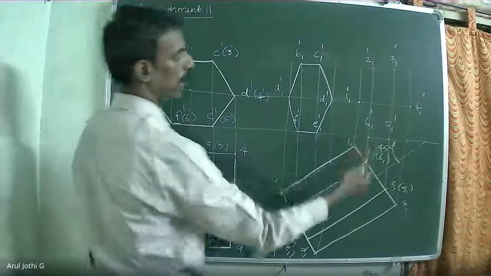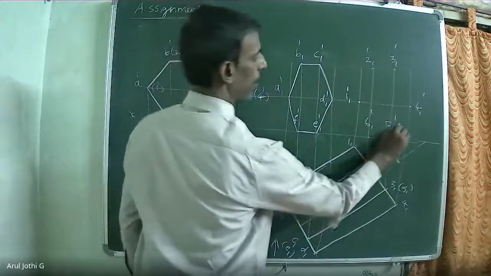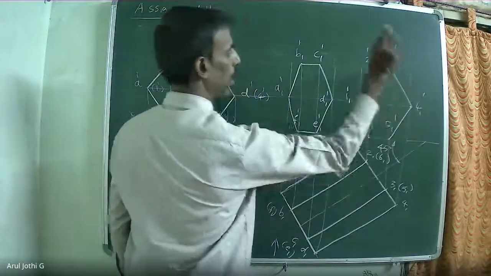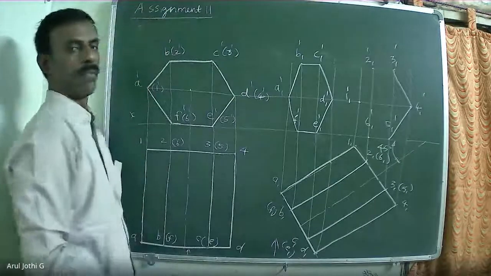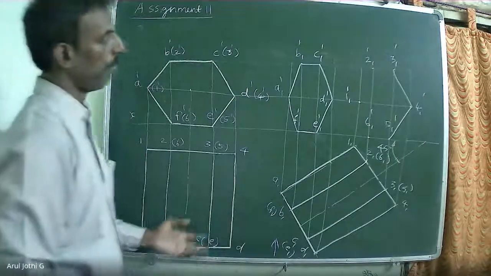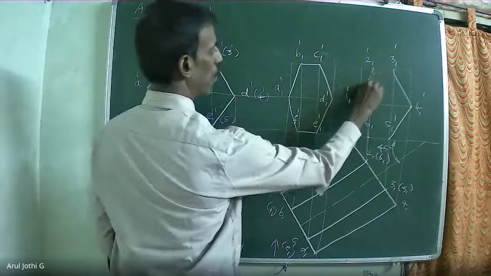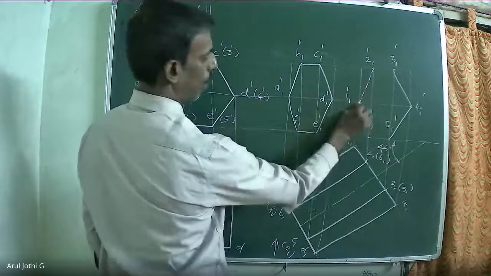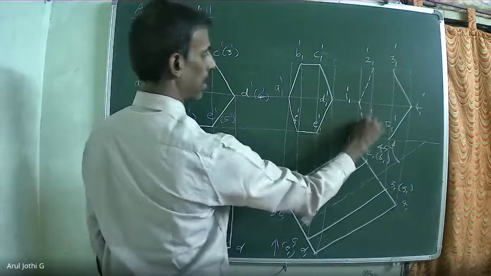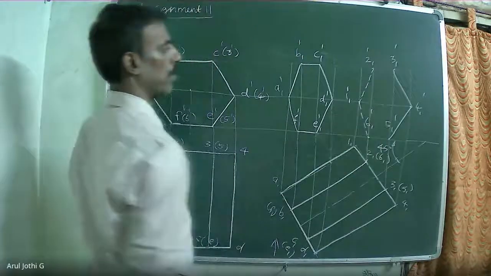What are the outside edges available? This 5, 4, 3 are the outside edges. Inner edges will not be visible. What are the inner edges available here? This 2, 1 and 1, 6 are the inner edges. These two inner edges will not be visible.